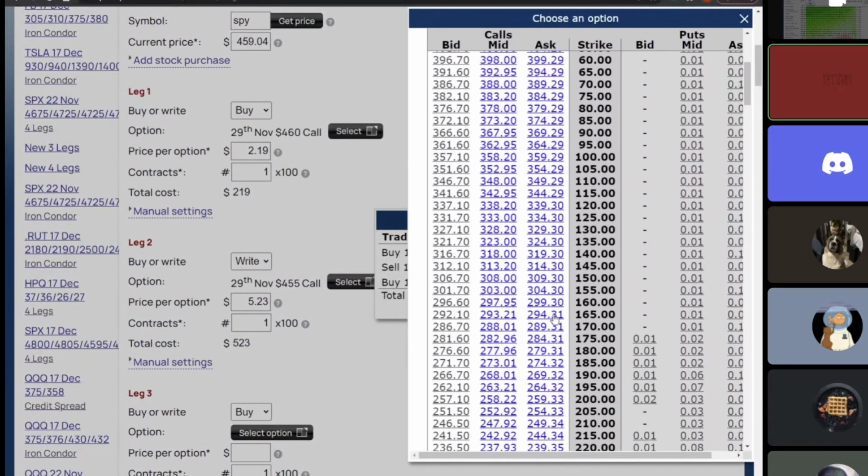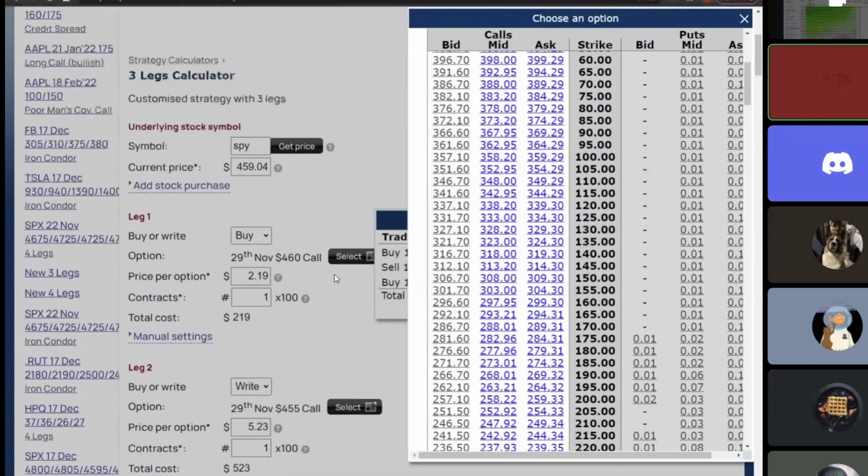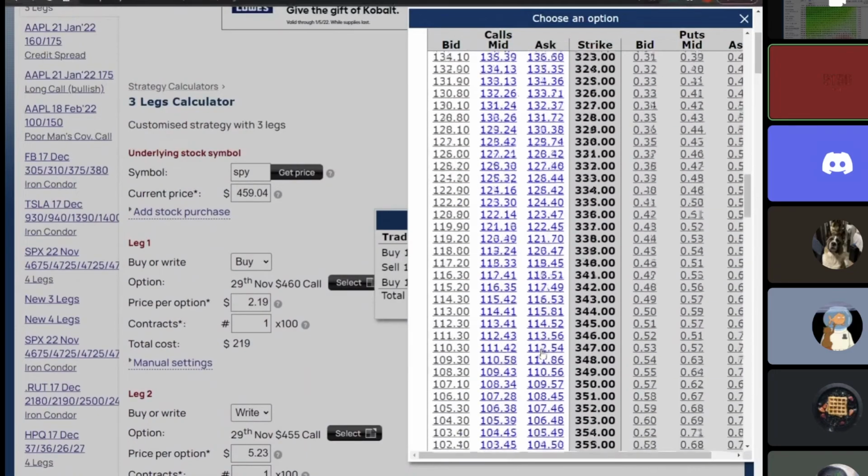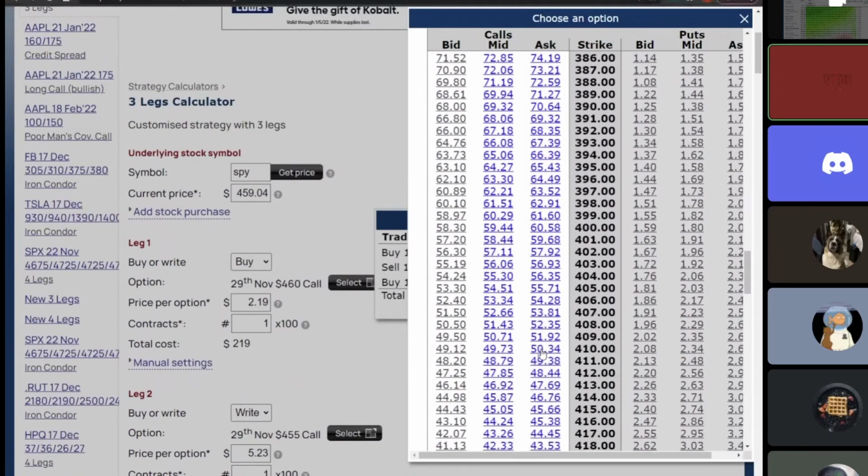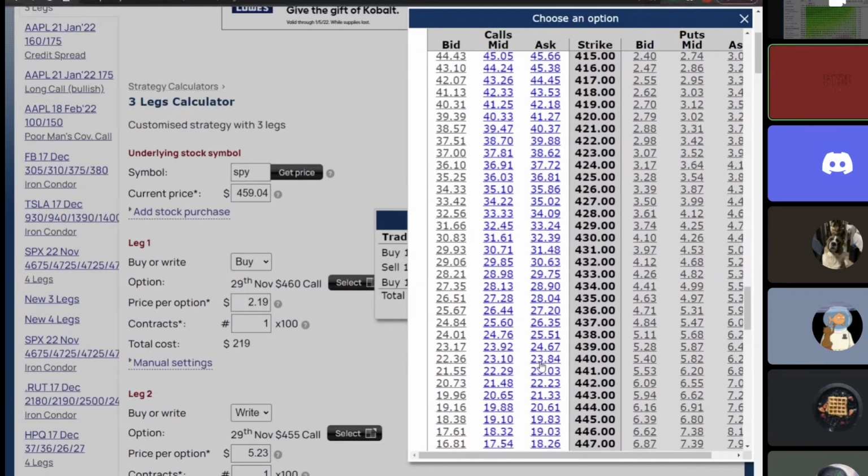All right. So we have 165s at 293. Oh, we're at, sorry, 450s. This gets confusing when you're doing this. I usually use it on Thinkorswim first, so apologize.